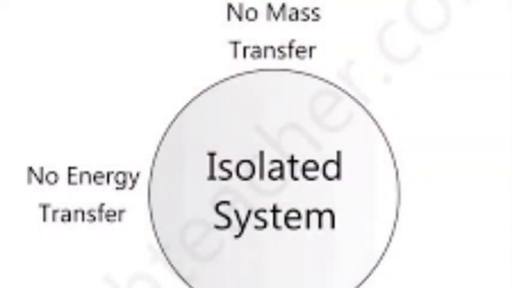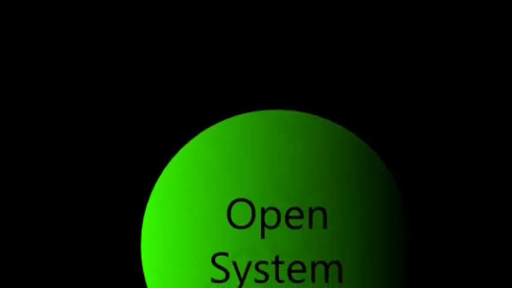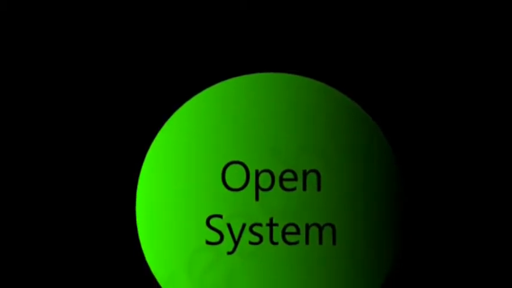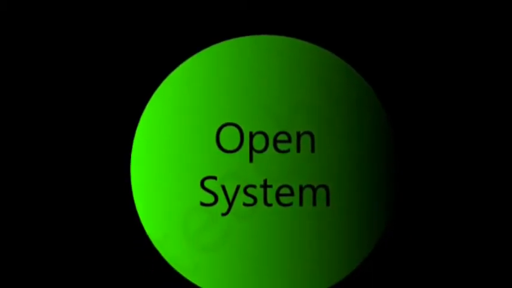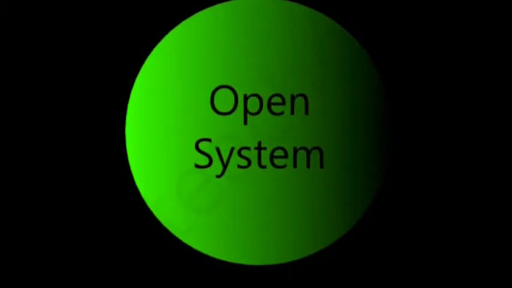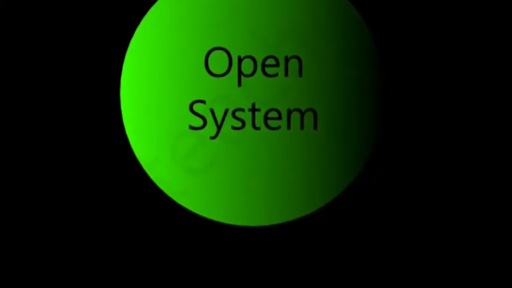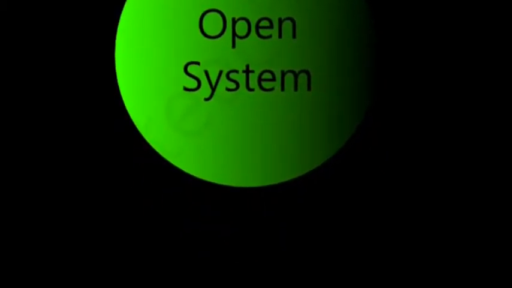The first one is called an isolated system, in which no thermal energy, work, or matter is exchanged with the surroundings. An example would be a thermos. Next, we have the open system, which is the opposite of the isolated system, as thermal energy, work, and matter can be exchanged with the surroundings. An example would be boiling water in a pot without a lid.